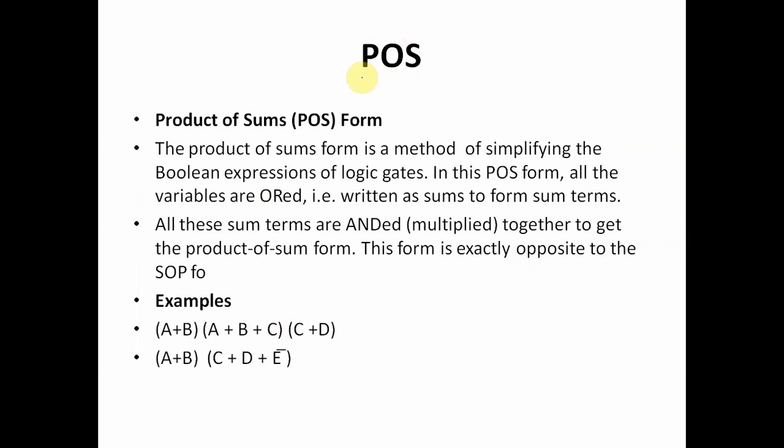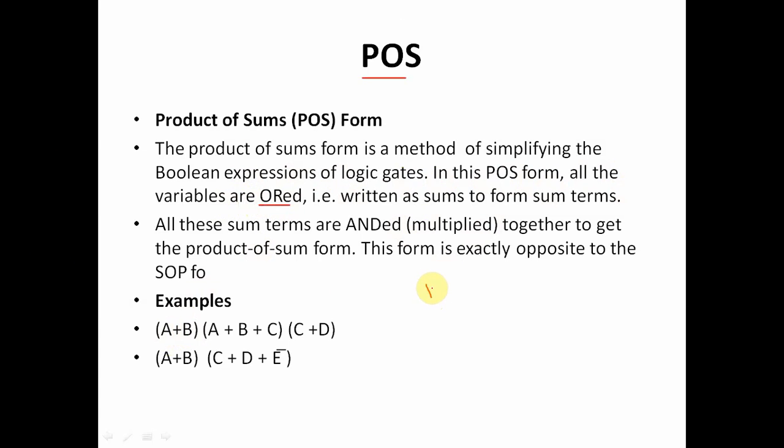Now we will study the POS form. POS form is nothing but product of sum. In product of sum, in each term the variables have an addition present, and all these additions are ANDed together. The product of sum form is a method of simplifying the Boolean expressions of logic gates. In this POS form, all these variables are ORed together. Variables are nothing but A, B, C, D. All these variables are ORed.